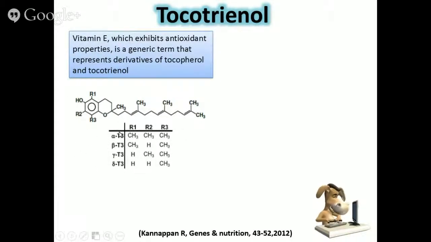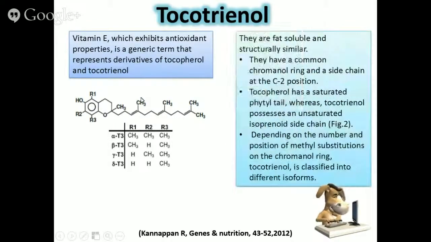Because according to this diagram, we have 4 isomers of it. How are they different? It's according to R1, R2, and R3 in the chromanol ring. So these vitamin E forms are fat soluble and their structures are similar. They have a common chromanol ring with side chains at the C2 position.